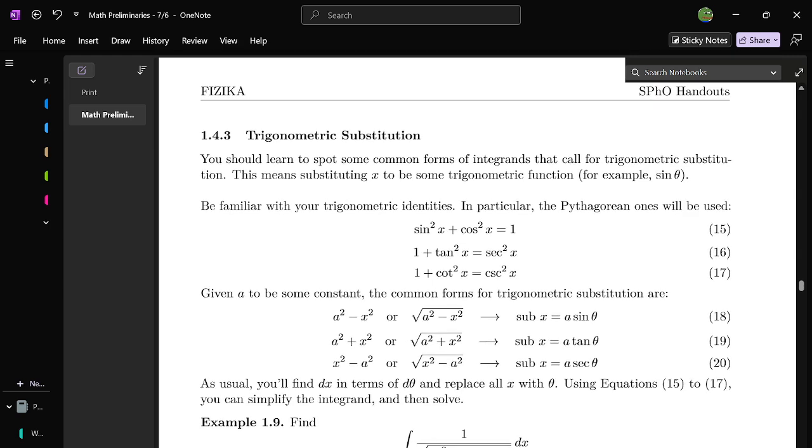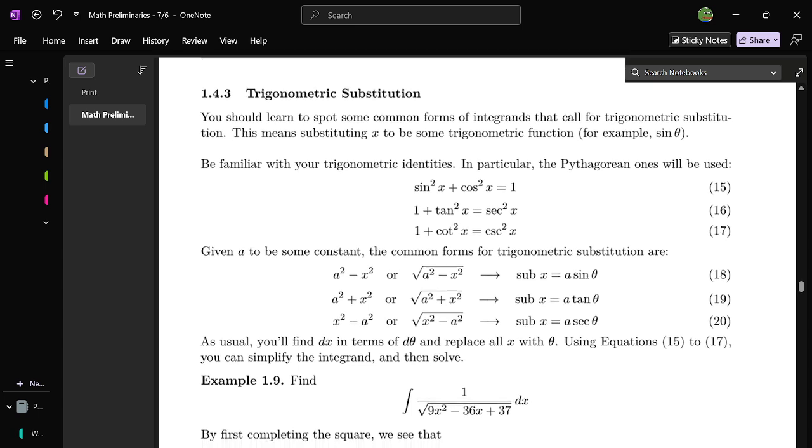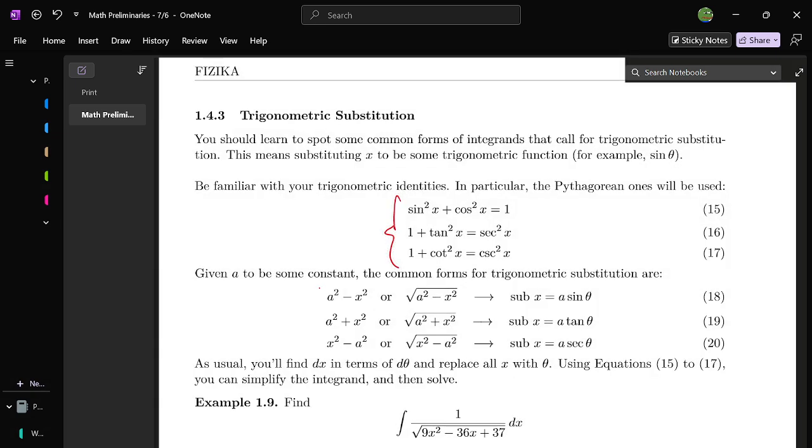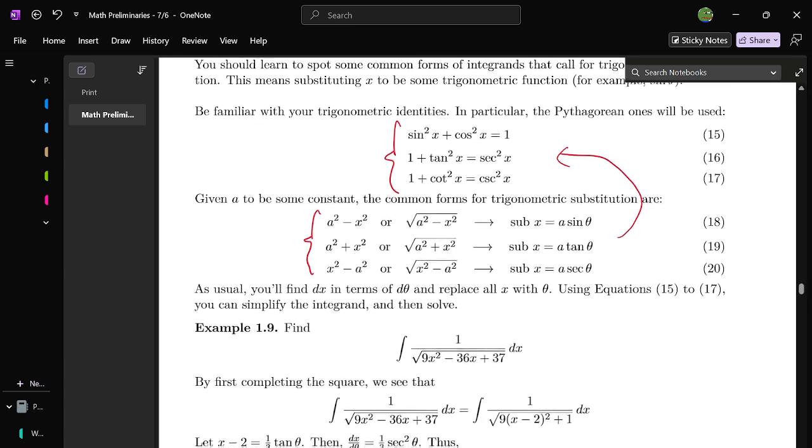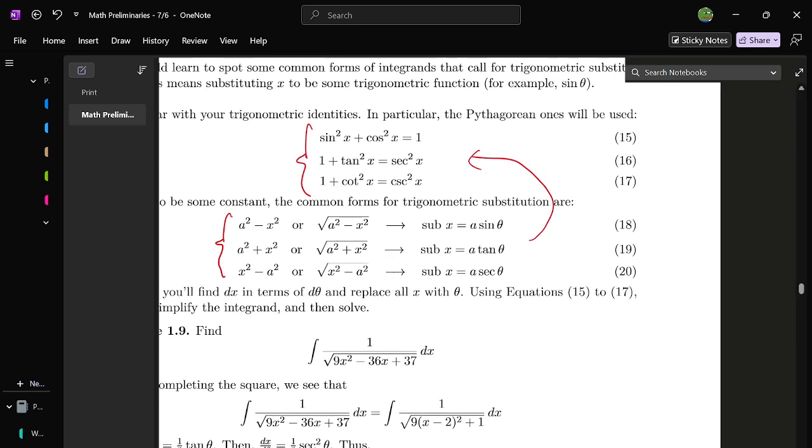So other than u substitution, we also use trigonometric substitution. This is reliant on your Pythagorean identities here, which you guys should be familiar with. So what forms should you spot to use a trigonometric substitution? I've listed the common forms that you should spot here. Now, why do we perform a trigonometric substitution for these forms? It goes back to using these. So let's work out each of them step by step.